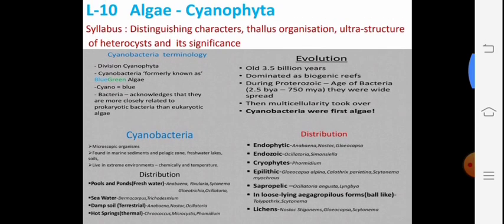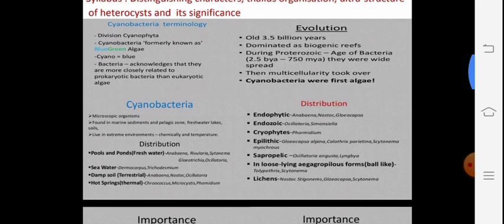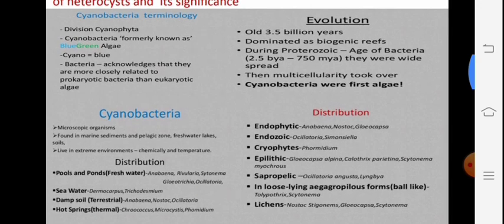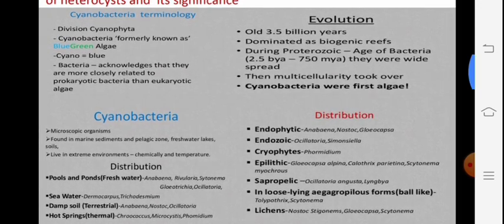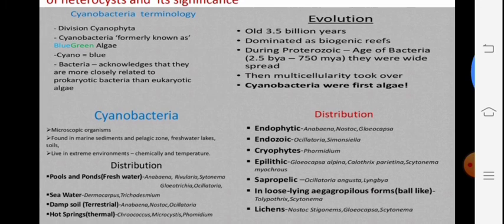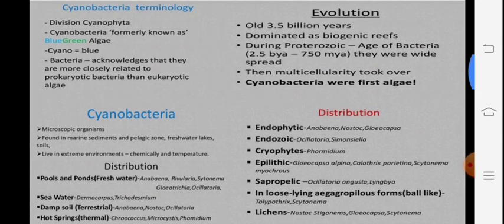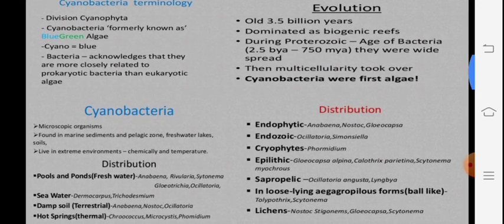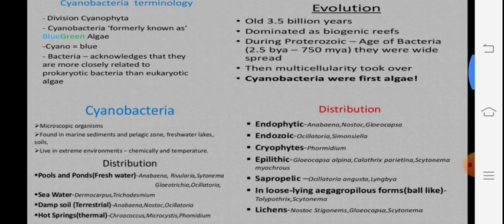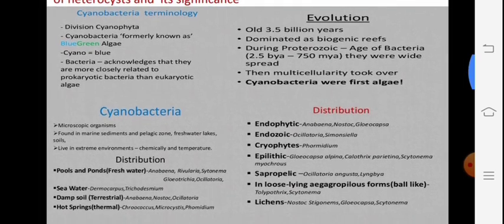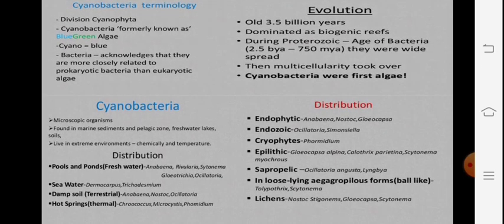In Cyanophyta, firstly, it is to be called a cyanobacteria. This terminology is used because they are commonly known as blue-green algae. Cyano means blue, and bacteria acknowledges that they are more closely related to the prokaryotic bacteria than the eukaryotic algae. Already we know that cyanophycean members are prokaryotes, and therefore there is no specific nuclear membrane.